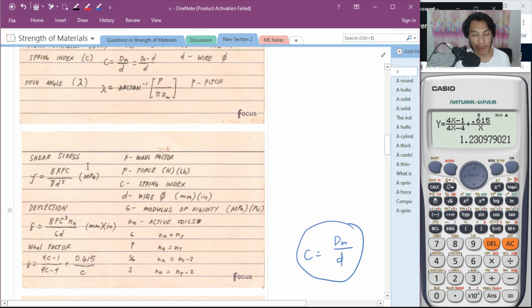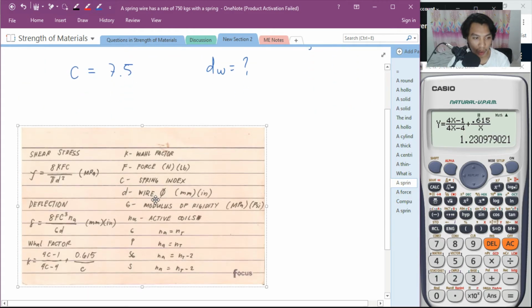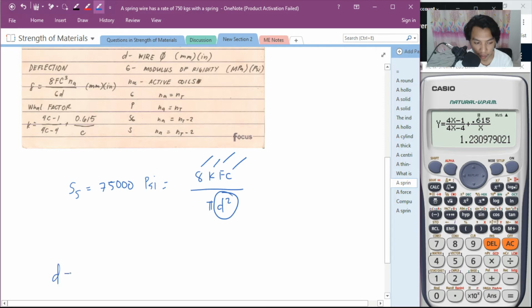The shear stress is 8KFC over pi d squared. That is the induced stress. Let me copy this here so you don't get confused. So, the induced stress is 75,000 psi, which is equal to 8KFC over pi d squared. What you're looking for is D. You have the force, you have C, you have K, you have 8. Let's find D.